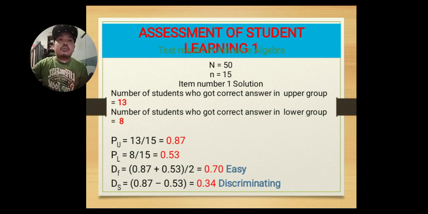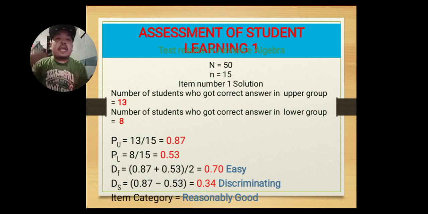Again, let's go back to the evaluation code. We have easy, then discriminating, then your item category is reasonably good. What will be the remarks? The remarks will be revise. Okay? So that is the solution for item number 1.